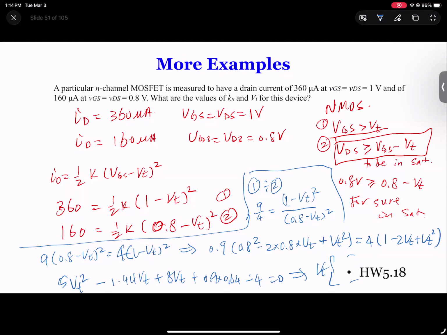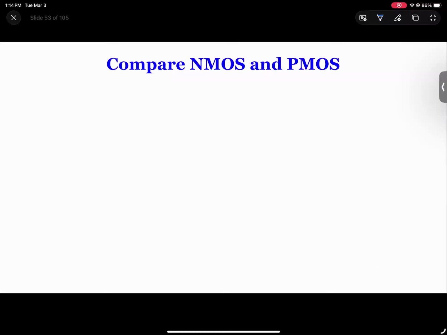Let me ask you, can your VT be more than 0.8? So it cannot be more than 0.8. And if it is, it's wrong. But if it's negative, you got to redo it. It's wrong. But if it's anything between 0 and 0.8, it's probably right. Okay. All right.